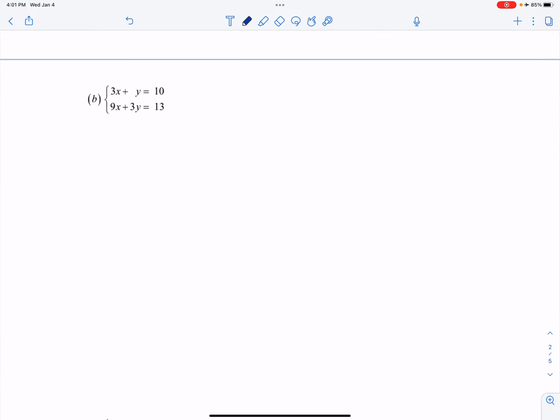Next, we have 3x plus y equals 10 and 9x plus 3y equals 13. I'm going to start by rewriting the top multiplied by 3. So I'm just going to multiply the whole equation by 3. So that way it's 9x plus 3y equals 30. And then the bottom stays the same. 9x plus 3y equals 13.